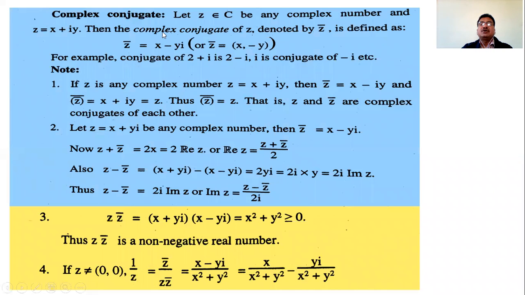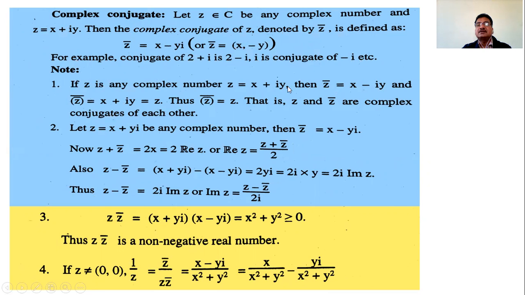Now the complex conjugate. If z is the number x plus iy, then its conjugate is denoted by z bar, and it is x minus yi. In the form of ordered pair, z is suppose the ordered pair (x, y), then z bar is (x, minus y), called the conjugate. That is, 2 plus i, its conjugate is 2 minus i, and vice versa. That is, 2 minus i is the number, then its conjugate is 2 plus i. The conjugate of i is minus i, and so on. So what are the properties of this conjugate?